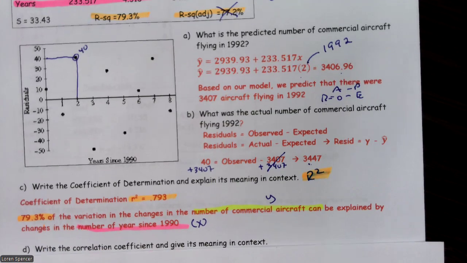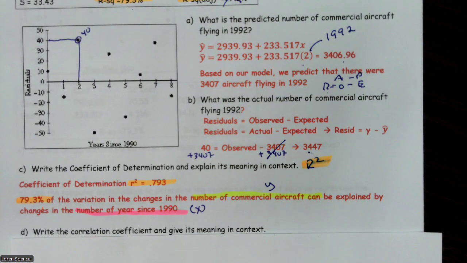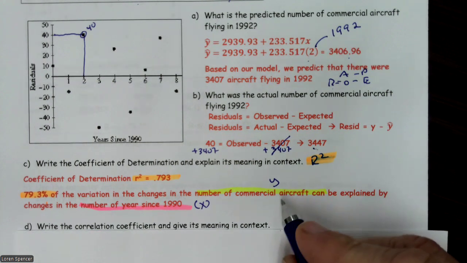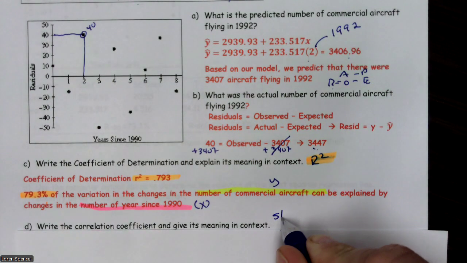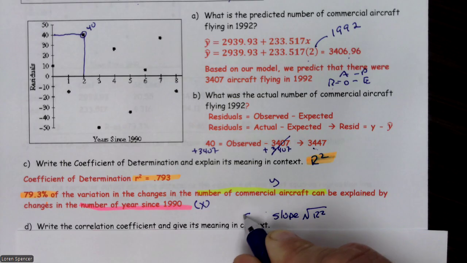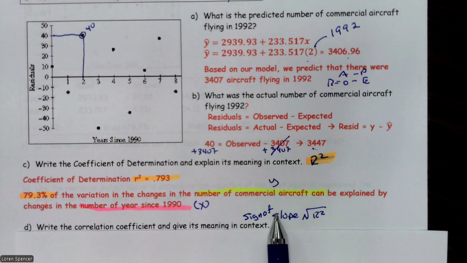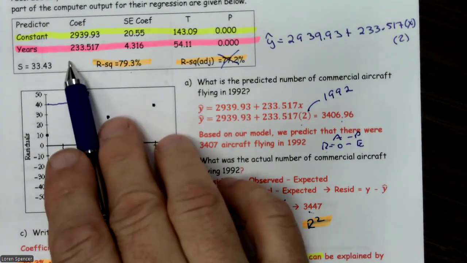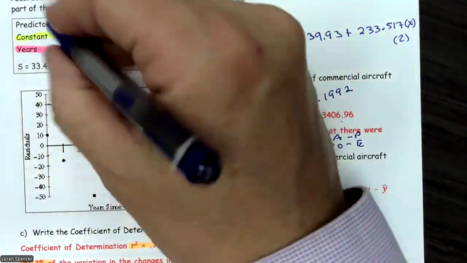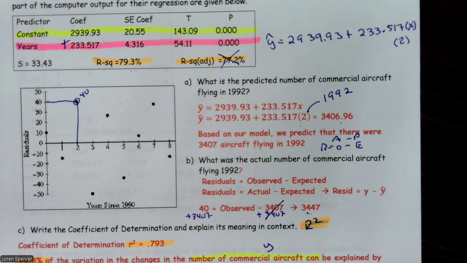Okay. The next thing, write the correlation coefficient and give its meaning and context. Well, remember, correlation coefficient is a combination of the sign of the slope and the square root of R squared. Well, what was the sign of our slope? When I look at this, it's not negative, so this is a positive slope. So we're going to have a positive square root of R squared.